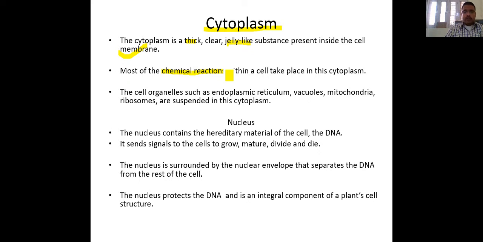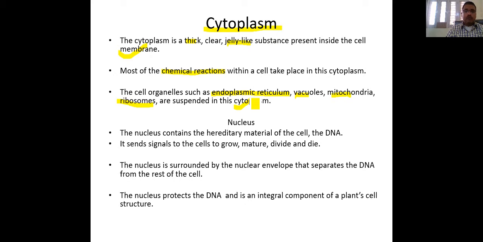Now, cell organelles such as endoplasmic reticulum, vacuoles, mitochondria, and ribosomes are suspended in this cytoplasm. That means the cytoplasm is a jelly-like substance in which the chemical reactions take place, and the other cell organelles, like endoplasmic reticulum, vacuoles, mitochondria, and ribosomes, are suspended.